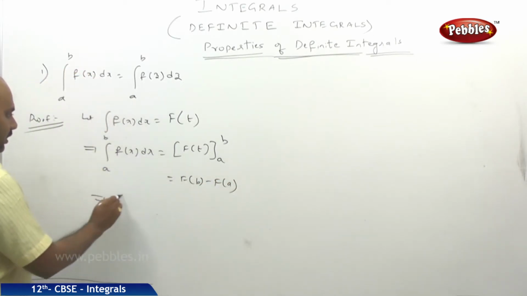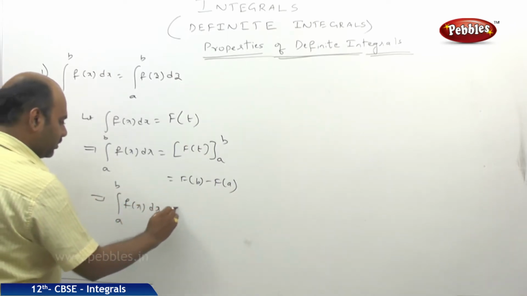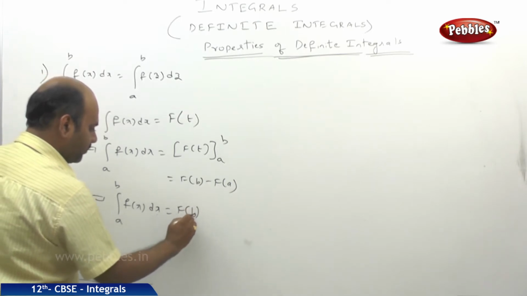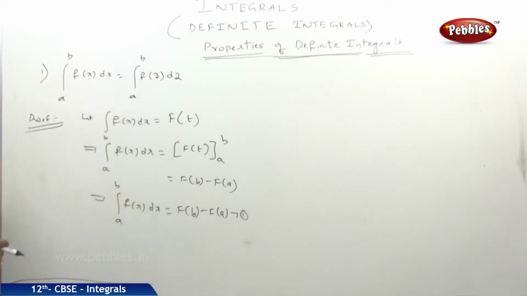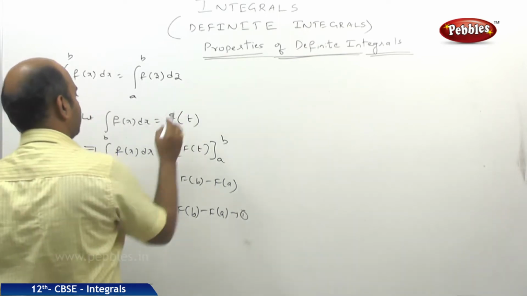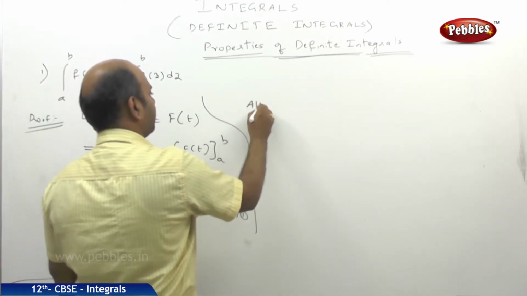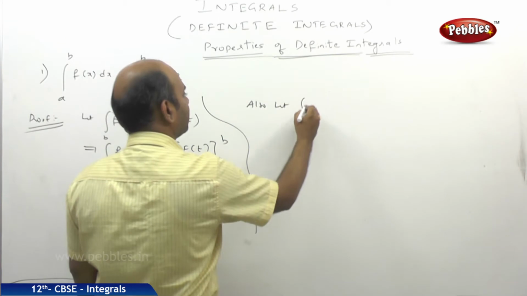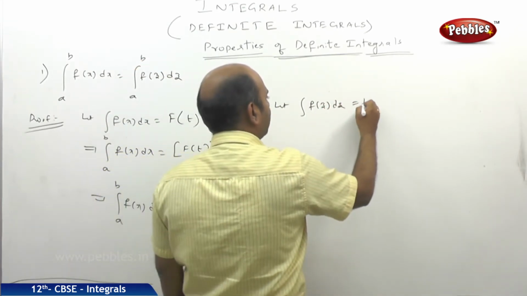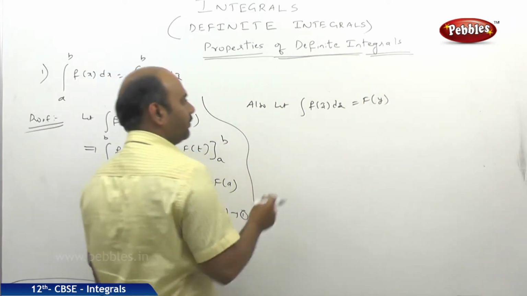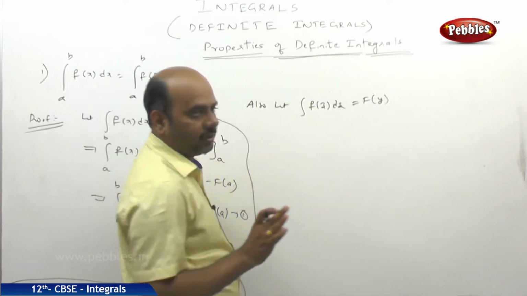So final conclusion, what can I give? Integral of a to b f of x dx is equal to f of b minus f of a. This I will call as number 1. Now later what I will be doing? Also, let integral of f of z dz I call as some f of y. If suppose integrating this function, we will be getting some other function, that function I name it as f of y.